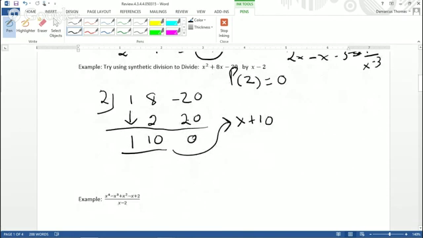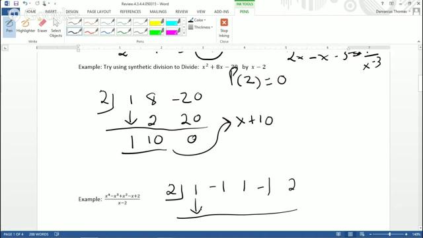One more example, and this should be very instructive. So we have x minus 2 is being divided into x to the fourth minus x cubed plus x squared minus x plus 2. So we need to set this up. So first we're going to put a 2. Because we had a minus 2, we know it's the opposite sign. It's always just the opposite sign. And then the coefficients are 1, negative 1, 1, negative 1, and then 2.